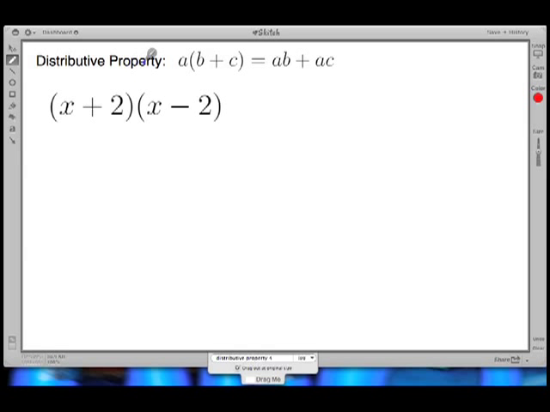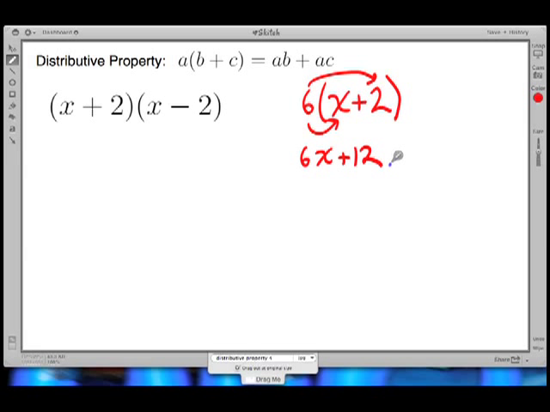So far, we've been using the distributive property to expand expressions that look like this: 6 times the quantity x plus 2. And 6 was our a, and x was b, and 2 was c, so we multiplied 6 times x and 6 times 2 to get 6x plus 12.